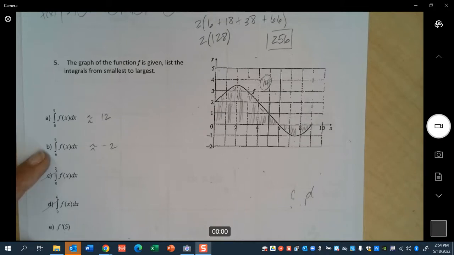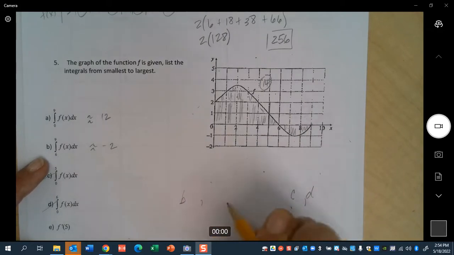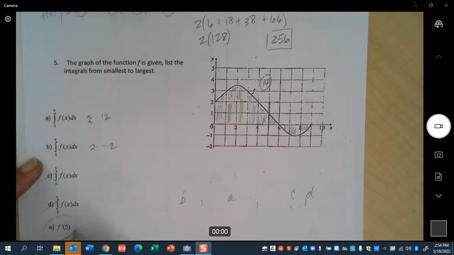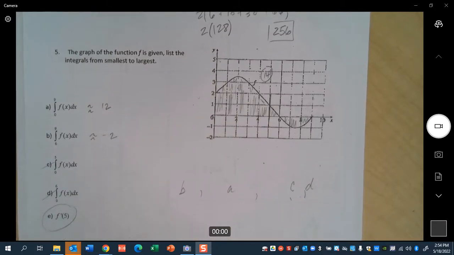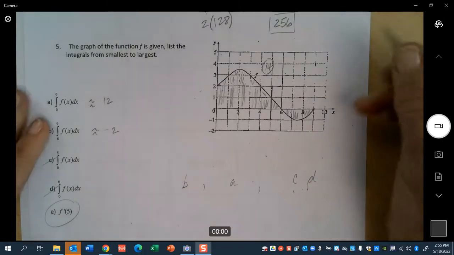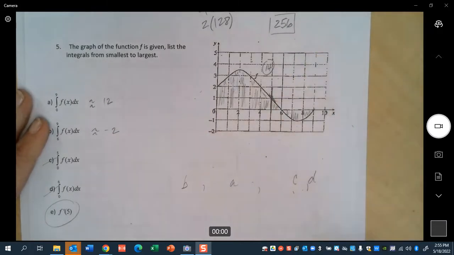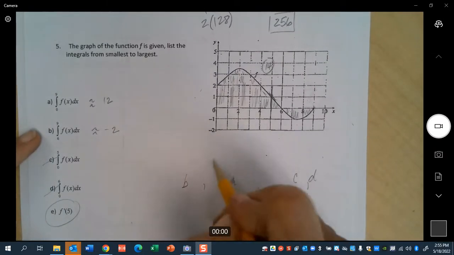When we talk about my smallest, it's going to be B, and then A, and then what do you want to do with this? F prime of 5. If this is the graph of the function, when I look at the derivative at 5, negative, right? I'm going to put that here.